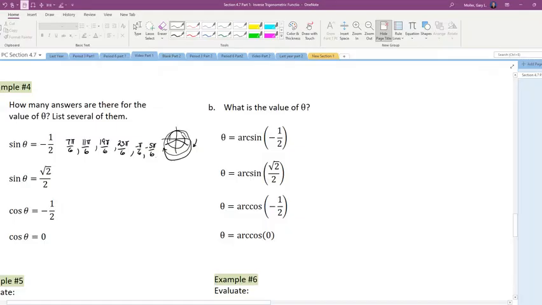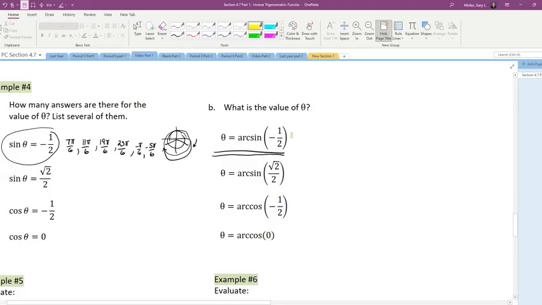Okay. Now, part B, same basic question, right? This is me now saying what angle has a sine of negative a half. That's exactly what this question's asking. However, there is only one answer to this question. By default, the calculator, a computer, a function can only return one output. That's what functions do.